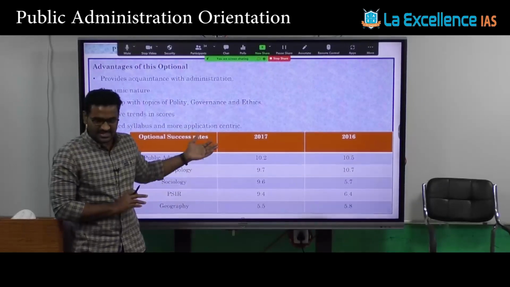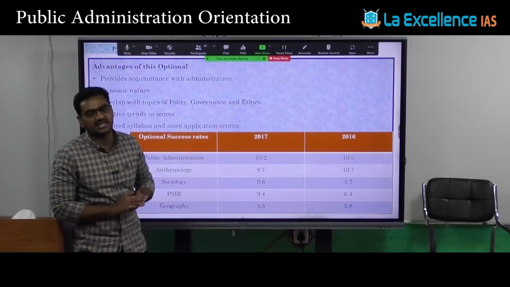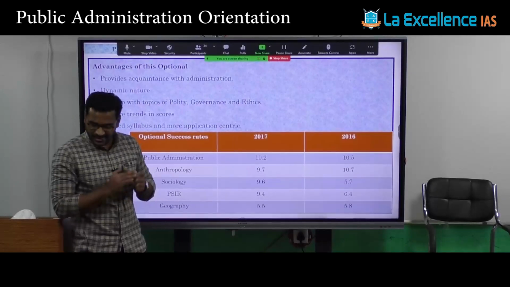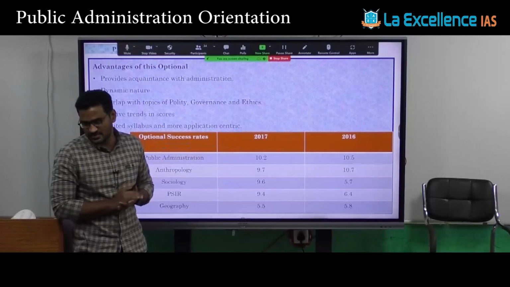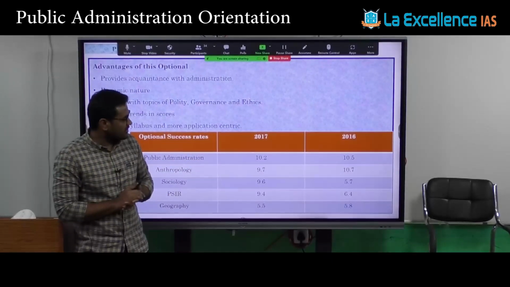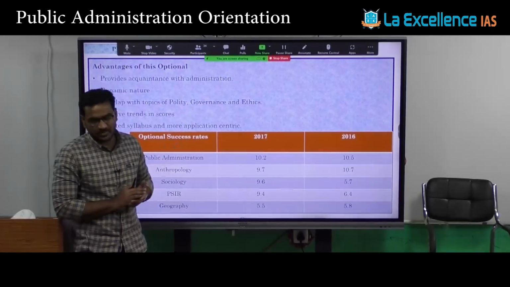Just optional success rates, because some people say that a particular option is doing good, a particular option is not doing good, but I'm not commenting on it. I'll just focus on my public administration optional. In 2017 the success rate is highest, and in 2016 anthropology was highest, 10.7, and after that public administration.